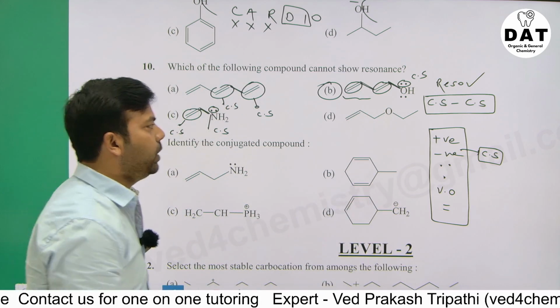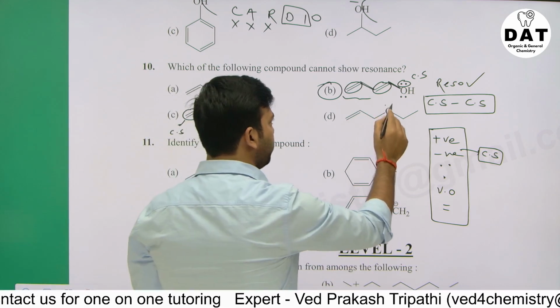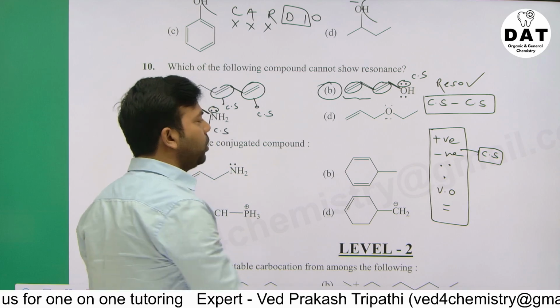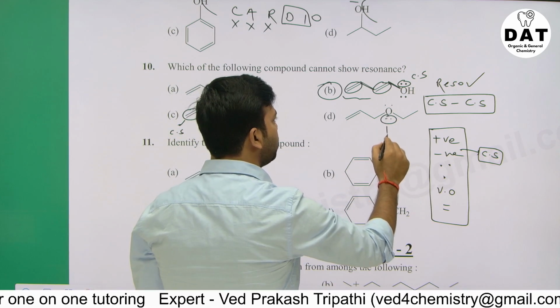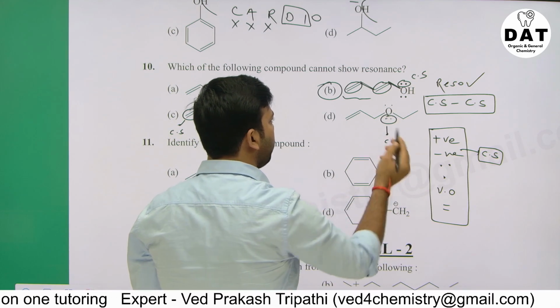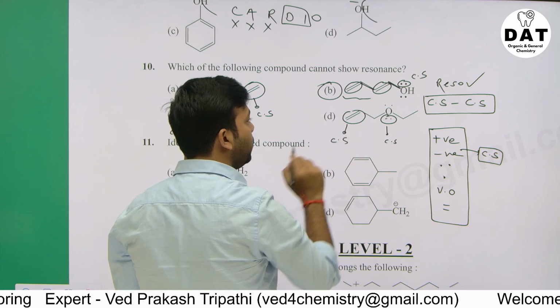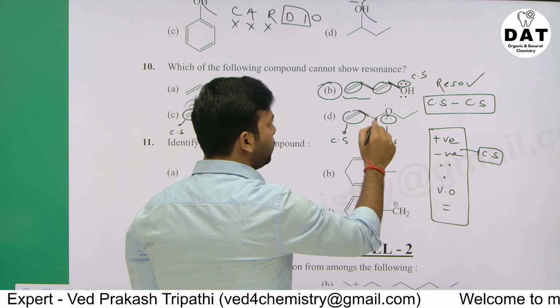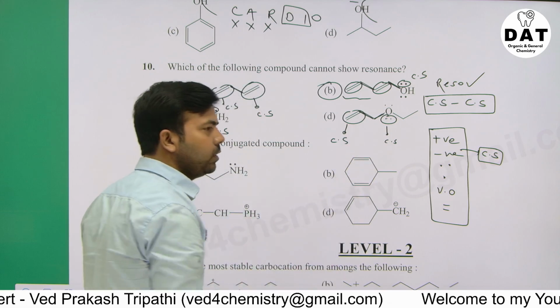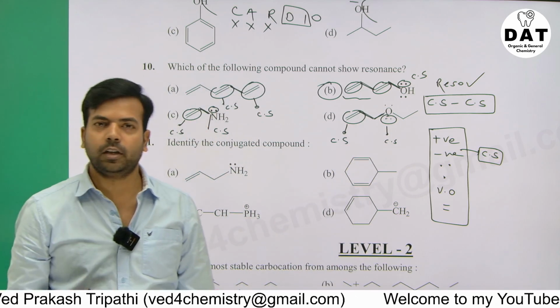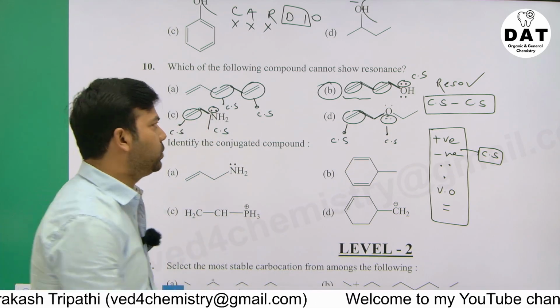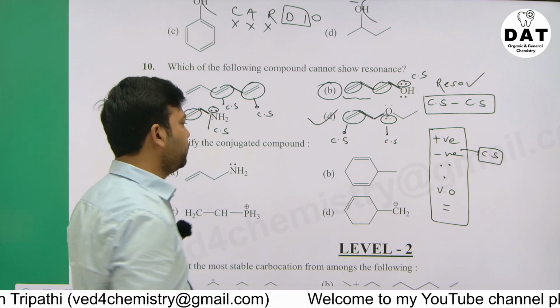Now option number D. Because oxygen has a lone pair, we can put a lone pair here on oxygen, any one of them, top or bottom, it doesn't matter. The double bond is also a conjugate species, but here we have more than one single bond. If you have more than one single bond, it means it is not in resonance. So the right choice will be D.